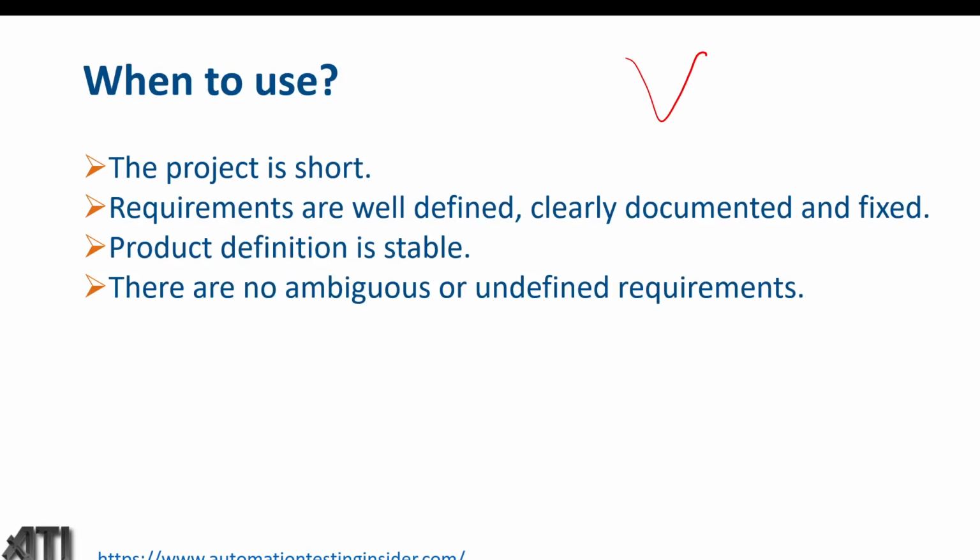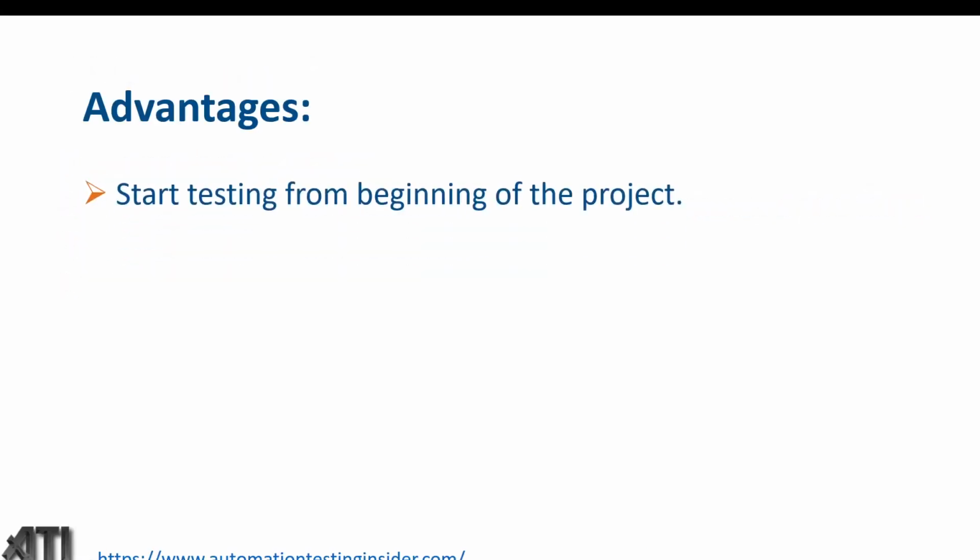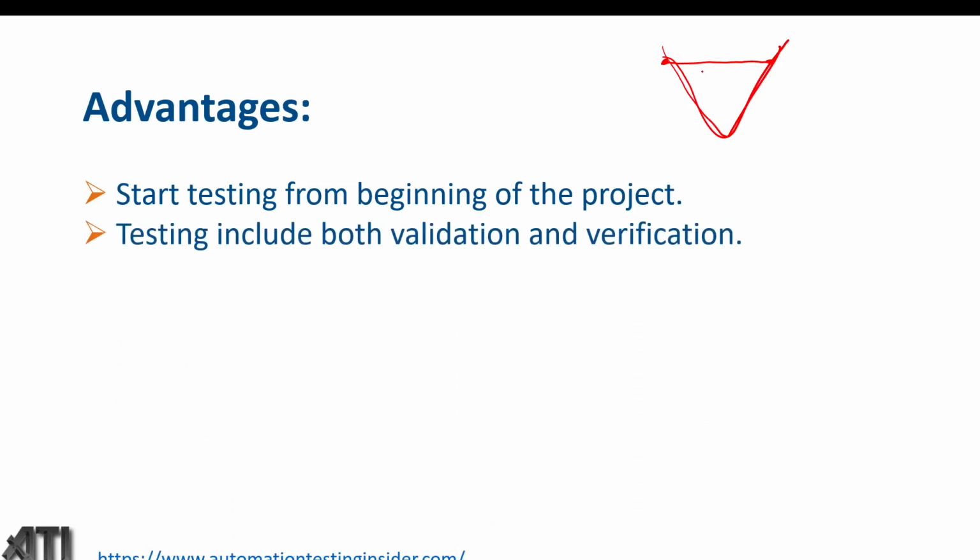When we go for V model, when the project is short. So this is also useful for short-term projects. And what is next? When to use is done. What are the different advantages of V model? Start testing from the beginning of the project. You can see in that slide when I drew the diagram of the V model, each testing starts from the beginning of the first phase, from the beginning of the project. So that is an advantage of V model.